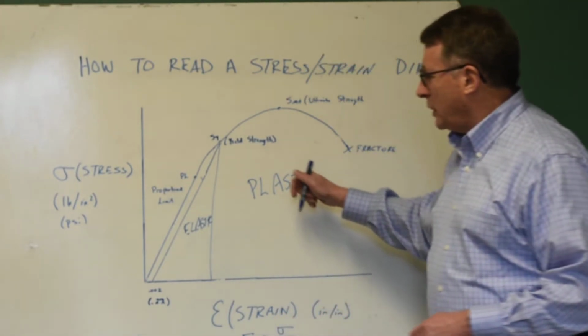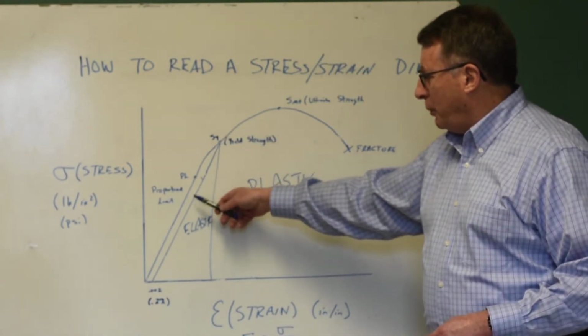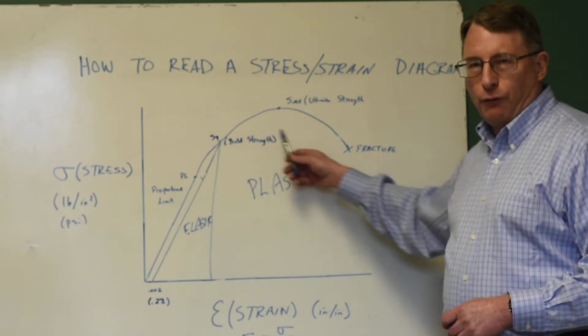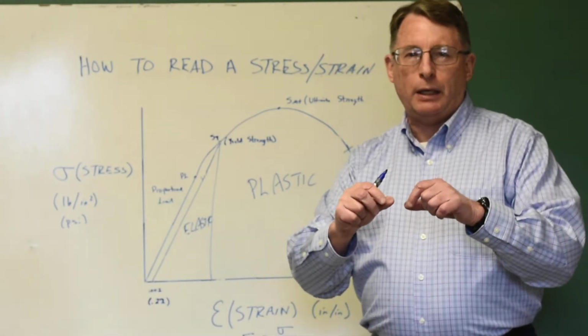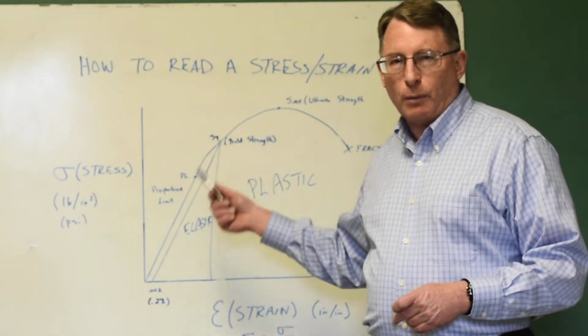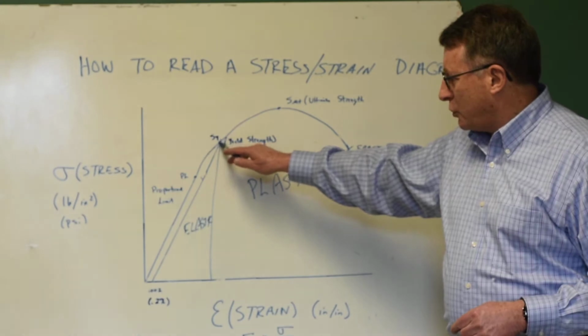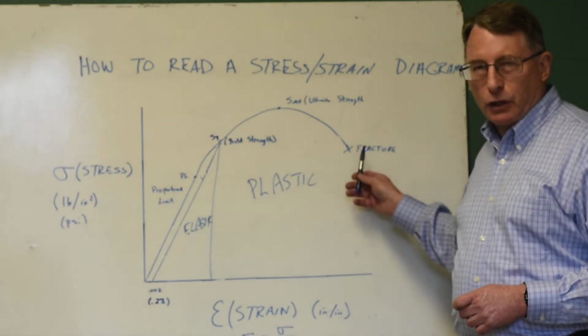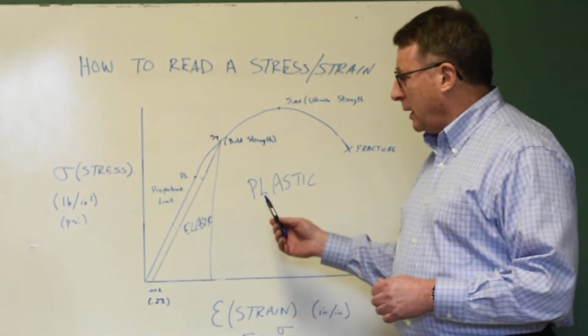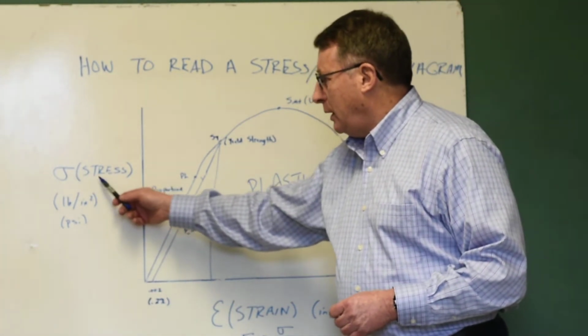And when I say plastic, this means from this point on, if you pull the material, it will permanently deform. So if you think about a paper clip or something, when you bend it so far, it permanently deforms. Well, you have passed your yield strength on that paper clip and are now in the permanent deformation area, or the plastic region.